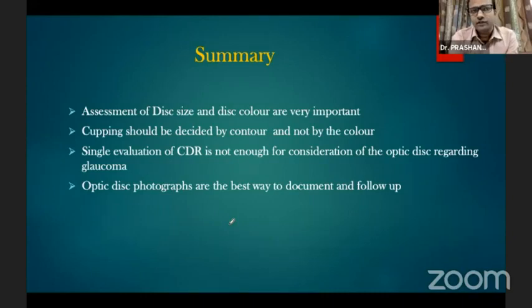A single evaluation of the optic disc head is not sufficient, and also evaluation of CDR is not sufficient because observation may vary from person to person. And so for serial follow-up of a patient, optic disc photograph is the best tool to document and follow up.